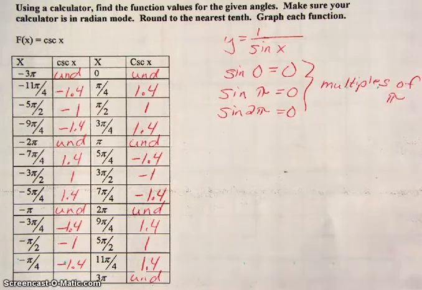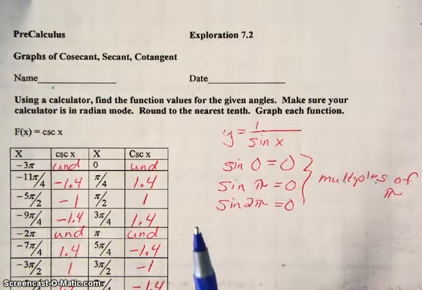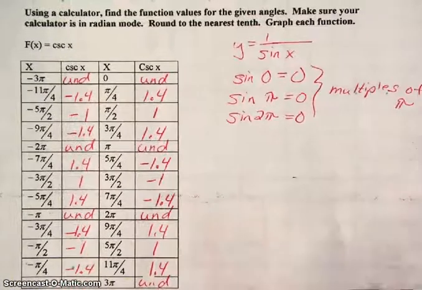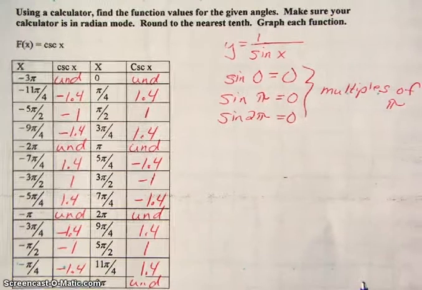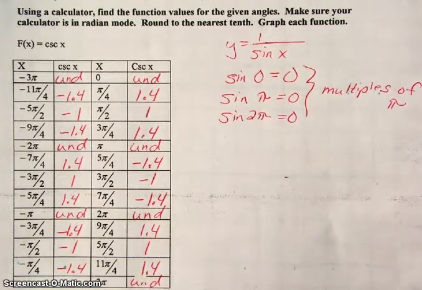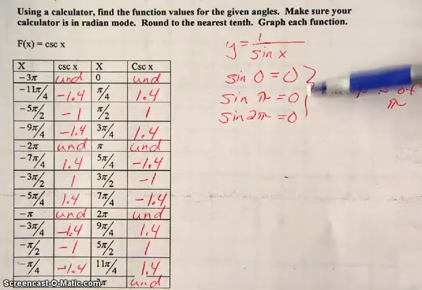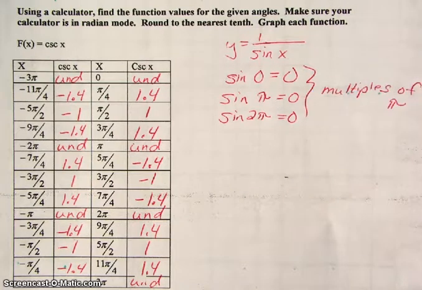Okay, this is a few hints about getting started with your project for 7.2. So this is exploration 7.2, which is graphs of cosecant, secant, and cotangent. I'm starting here with a table for sine, and I wanted to explain a few things. You know that the sine of 0 is 0, the sine of pi is 0, the sine of 2 pi is 0, and that sine has all of its zeros at the multiples of pi.